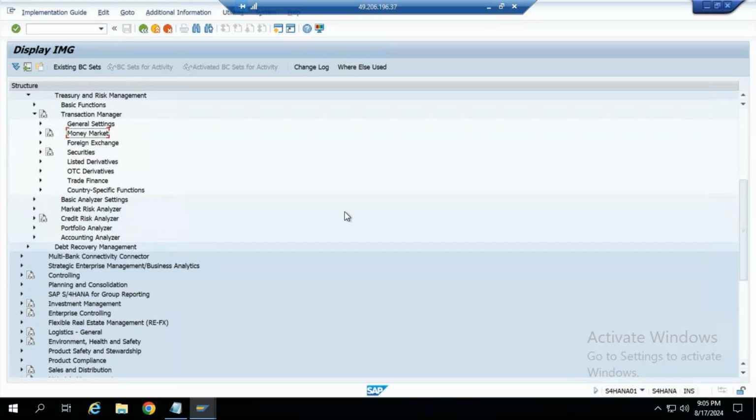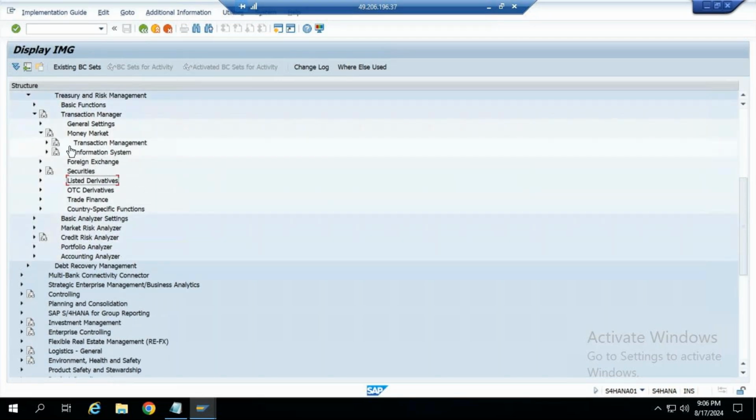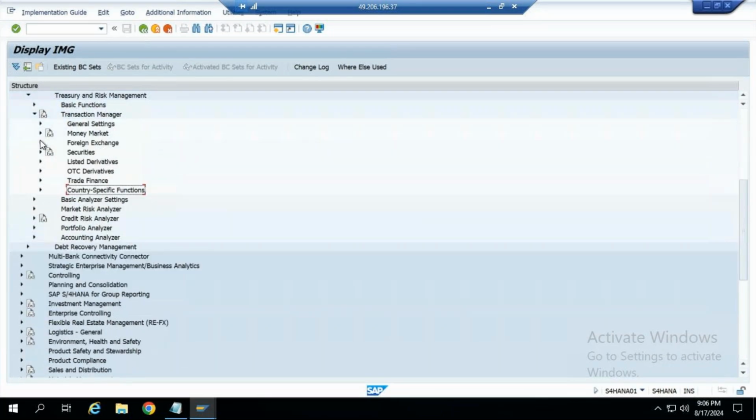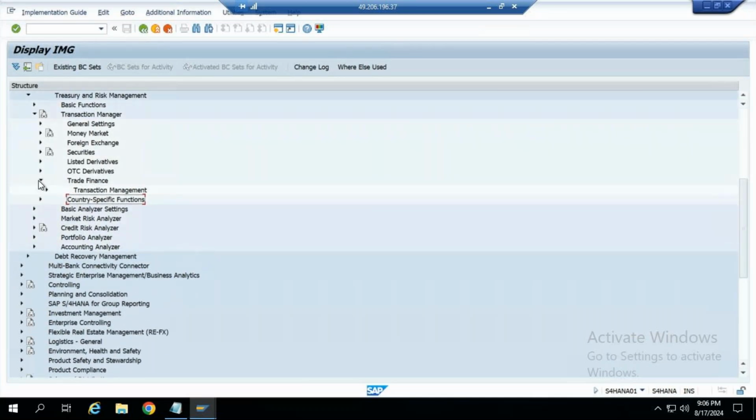Okay, so now after doing these things, you can see these are the various products we have discussed, and these are the various risk management parts of it: your basic analyzer settings, market risk analyzer, credit risk analyzer, portfolio, and accounting analyzer. Many of these things are there. These basically cover money market, foreign exchange, securities, and trade finance. Trade finance is a recent inclusion.